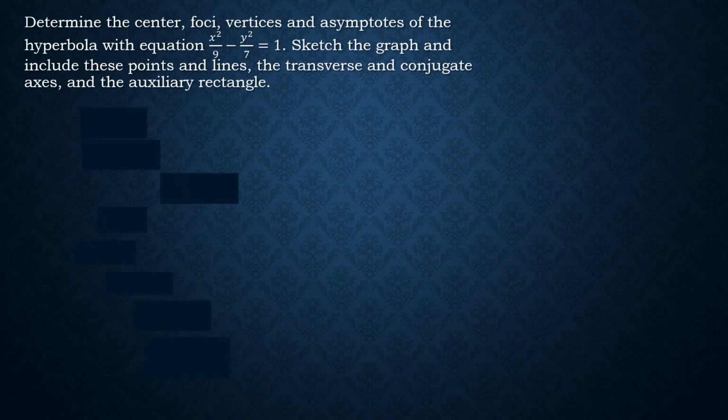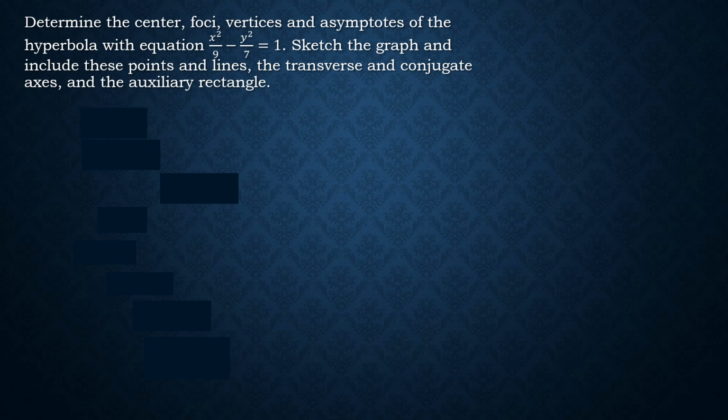And let's have this example. Determine the center, foci, vertices, and asymptotes of the hyperbola with equation x squared over 9 minus y squared over 7 equals 1. Sketch the graph and include these points and lines, the transverse and conjugate axis, and the auxiliary rectangle. First, let's identify what type of hyperbola this is.